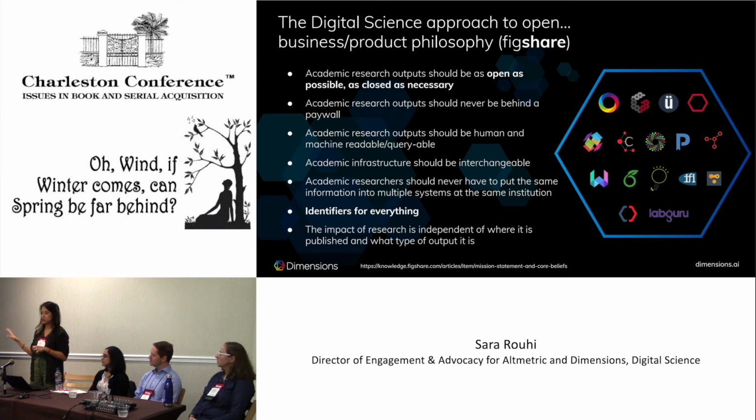Ideally, academic research shouldn't be behind a paywall. Content should be human and machine readable. Infrastructure should work together. That's a really aspirational one in many ways. Identifiers for everything, just best practices around how we should treat research objects. And I think this really nicely encapsulates the Digital Science approach for each of the different companies.